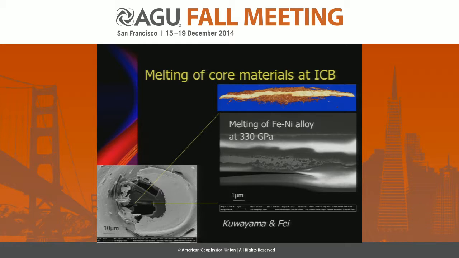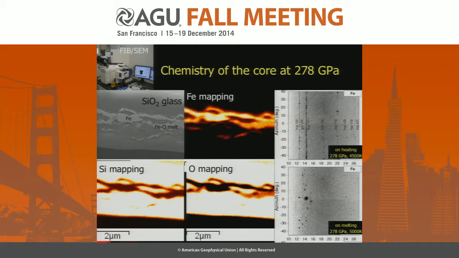And we have a few quantitative examples. One of the highest pressures at which we quantified the melting is 330 GPa, and we were able to do mapping and look at the individual compositions and melting textures. Another example is where we have done those experiments at 278 GPa. Definitely they're molten, and we were able to recover the sample and look at a map of it.